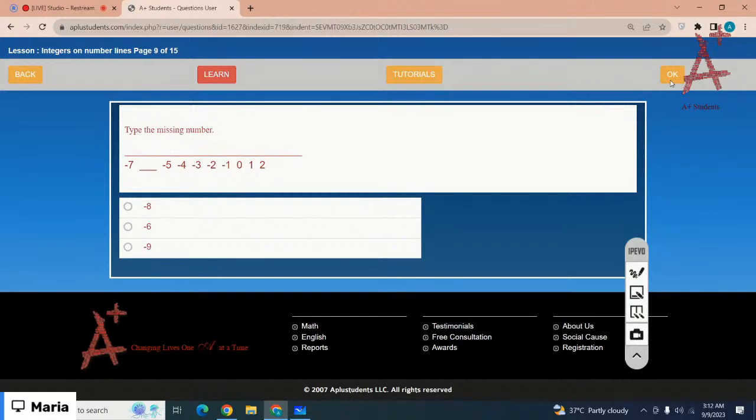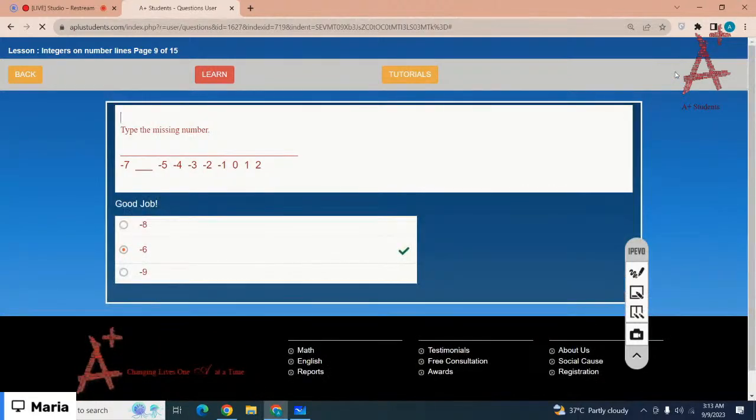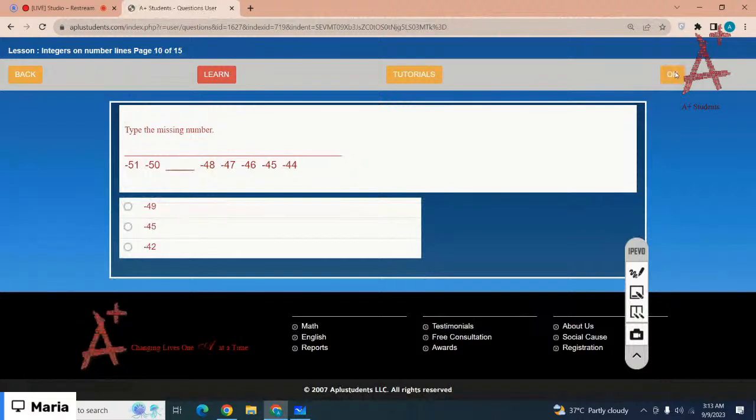Okay, type the missing number. So which number is missing? Yes, that would be negative 6. Type the missing number. So which is missing? Yes, the missing number is negative 49, right?